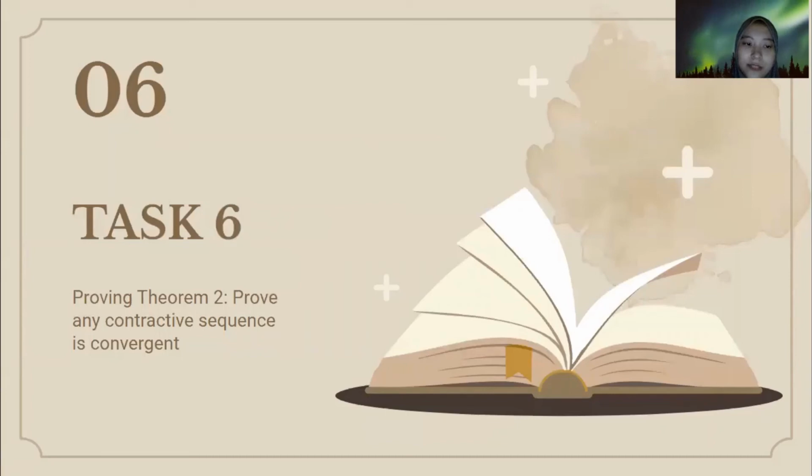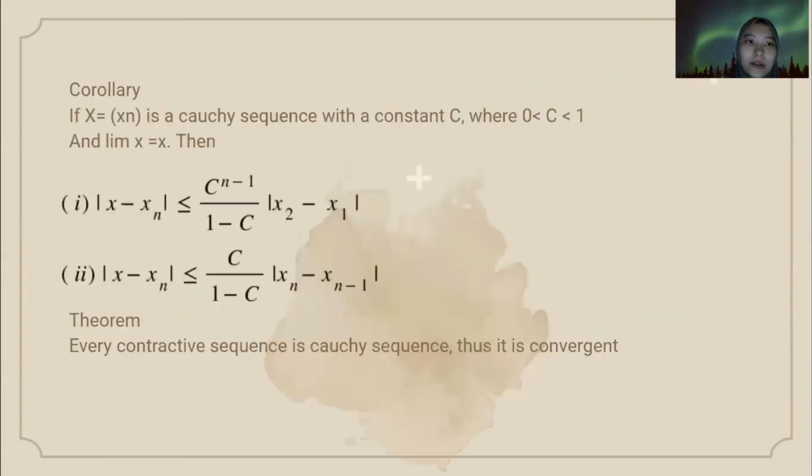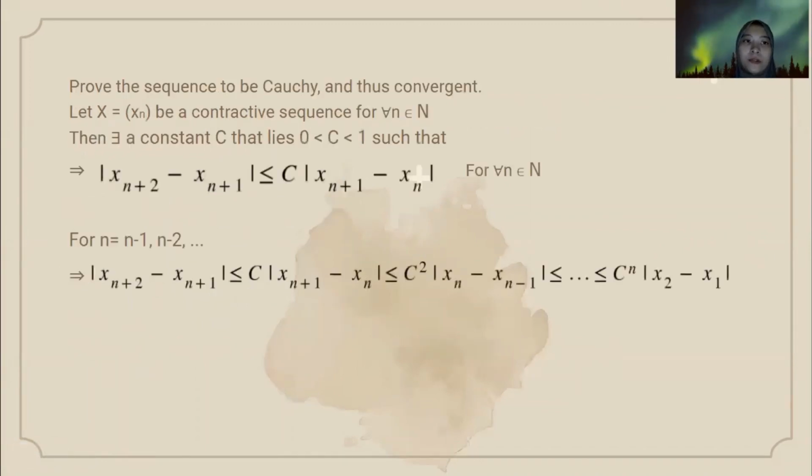Prove any contractive sequence is convergent. So the corollary is if x equals xn is a contractive sequence with a constant c between 0 and 1 and the limit of x equals x, then we can write it as the number 1 or the number 2. So the theorem is every contractive sequence is a Cauchy sequence, thus it is convergent. So right now we will prove the sequence to be Cauchy, and thus we can assume it is convergent.